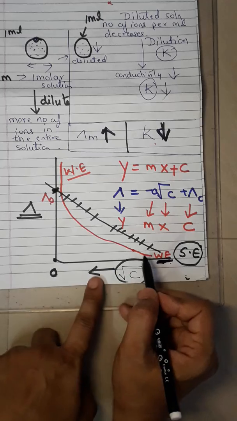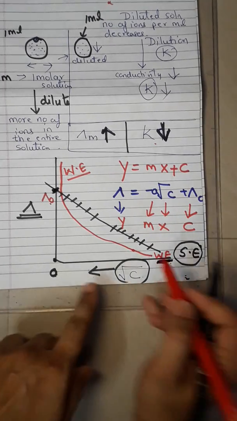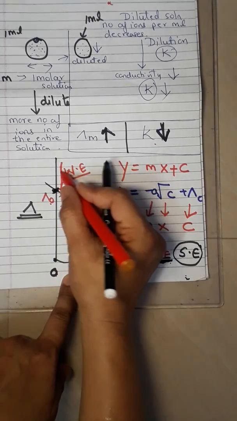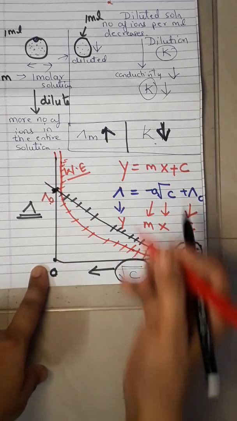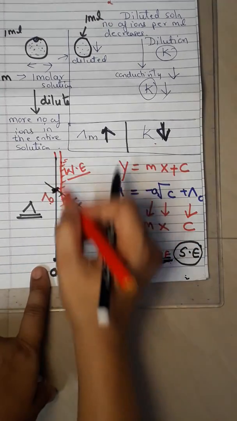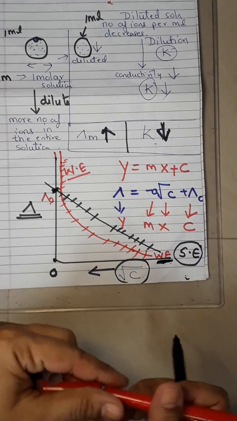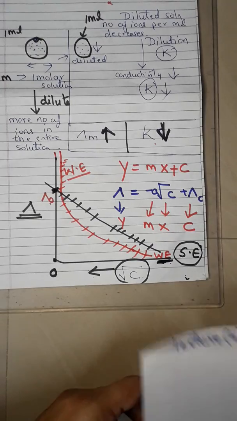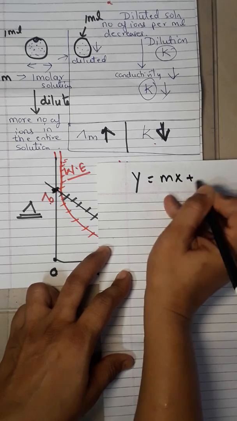Hence you can see with the red marker here that the curve is moving up, but after moving up it is not touching the y-axis, it is just parallel to the y-axis, which means that this is the maximum molar conductivity at infinite dilution of the weak electrolyte.